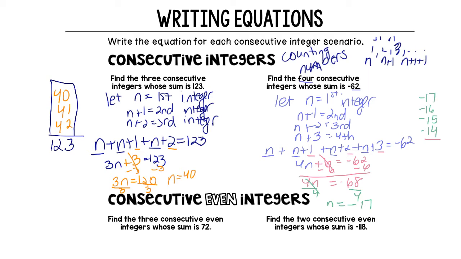1, 2, 3, 4, 5, 6. Negative 62. We've done it. So those are 4 consecutive integers whose sum is negative 62. That's how we're going to do all consecutive integer problems.